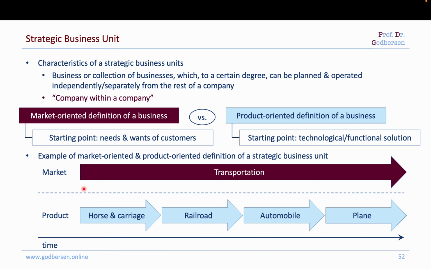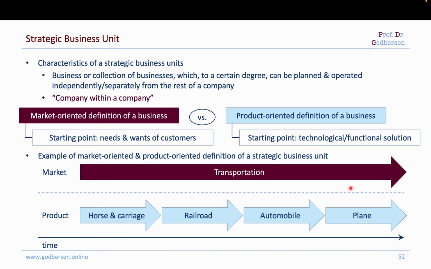If you, however, come from a market-oriented definition of your business, you have the flexibility. When you define yourself as the best provider for transportation, then you have the flexibility to change from horse and carriage to railroad, from railroad to automobile, from automobile to plane, and so forth.